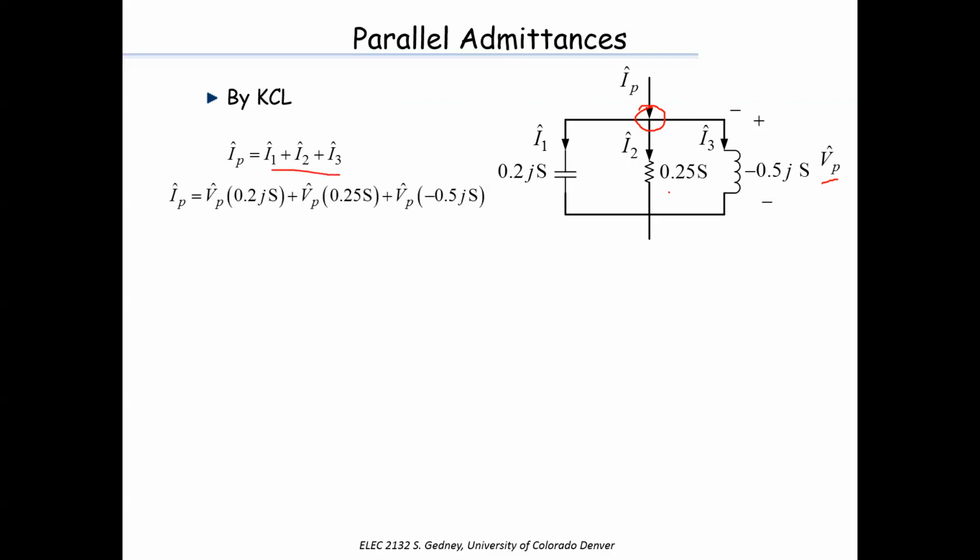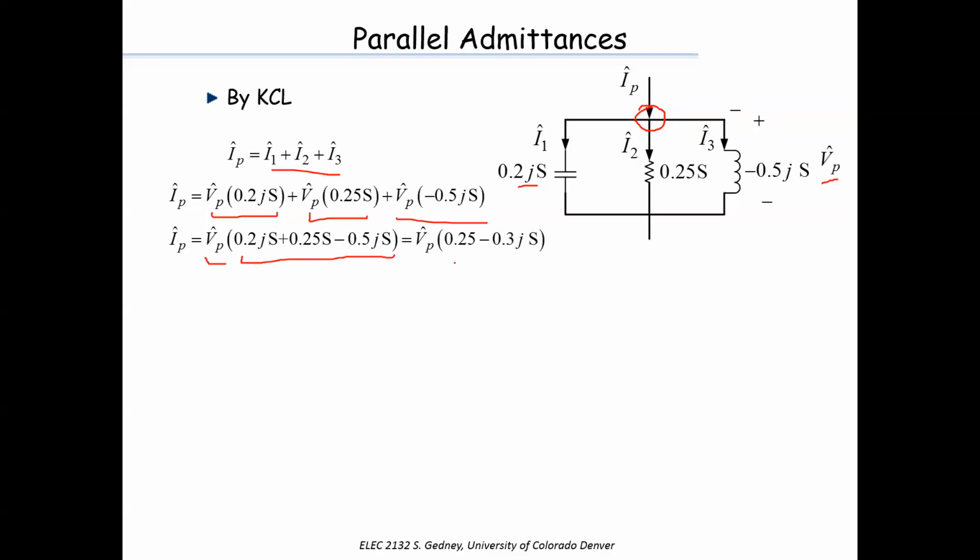If I know VP, then I can write I1 to be VP times the admittance, 0.2J Siemens. I2 is VP times the admittance, 0.25 Siemens of the resistor, plus branch 3 is VP times minus 0.5J Siemens, which is the admittance of the inductor. I can factor out the common VP. And I see that the three parallel admittances add. I add the real parts and the imaginary parts, and I get IP equal to VP times the net parallel admittance, which is the sum of the three admittances, 0.25 minus 0.3J.